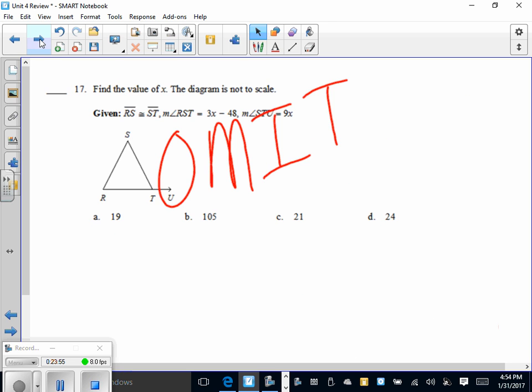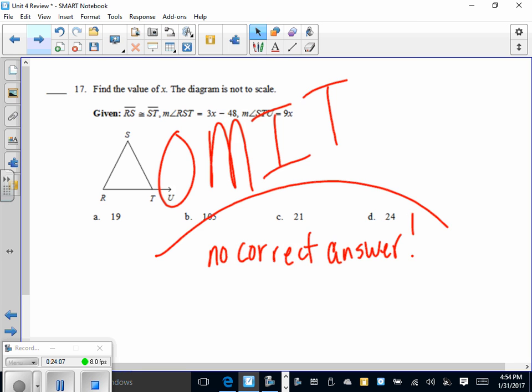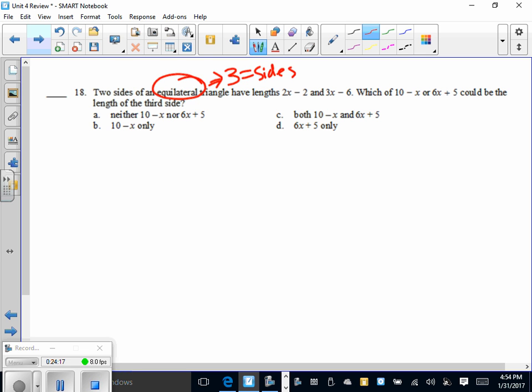All right, number 17, we're going to omit this problem because none of the answers are correct. They made a mistake on top. Okay, so we're going to omit number 17. Number 18, two sides of an equilateral triangle, which tells me there's 3 equal sides, are 2x minus 2 and 3x minus 6. They want to know which one of these, 10x minus 6, 10 minus x or 6x plus 5, could be the length of the third side.